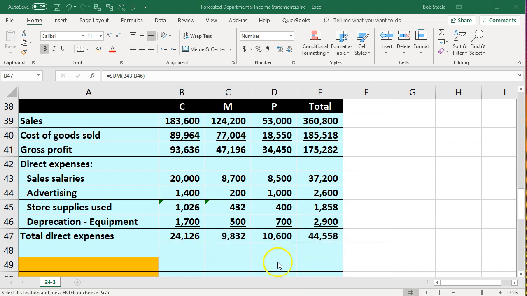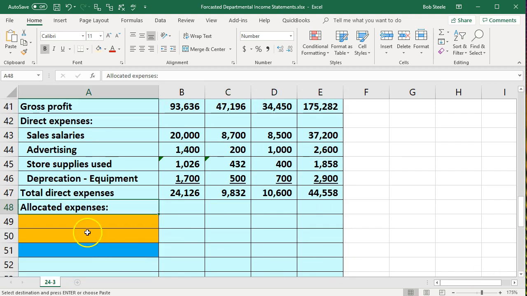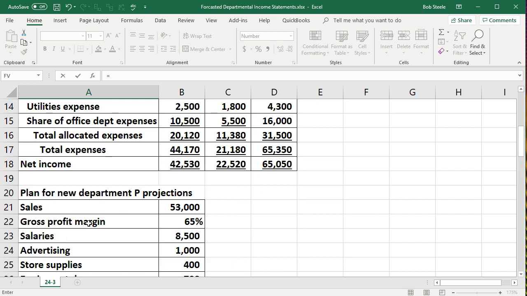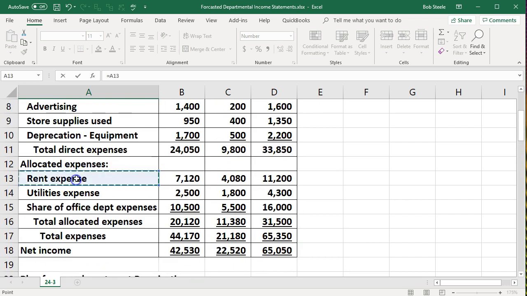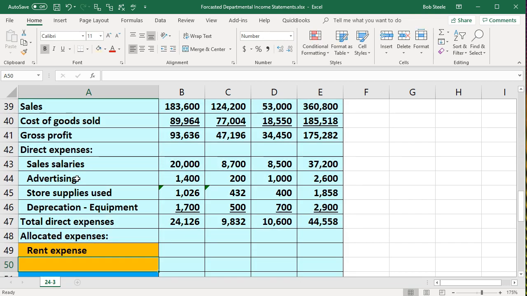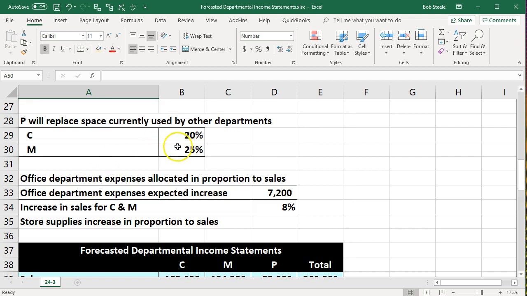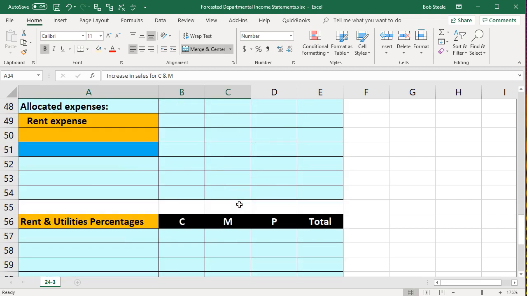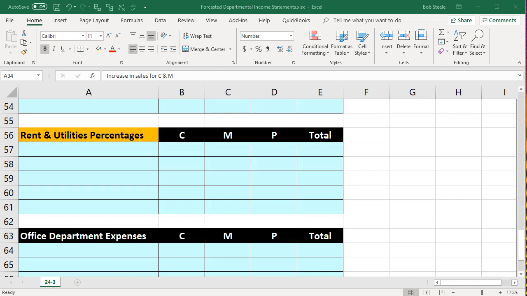Now we're going to have the expenses that we're going to need to allocate. So first we're going to have the rent. So the rent expense, going to scroll back up. Here's the rent. Now, of course, if we have a new department, we said that we're going to have to allocate differently. We got the rent on the whole place. The new department's going to be taking up 20% of what C had last time and 25% of what M had last time. So we're going to have to figure some type of allocation based on that. We're going to do that with our little worksheet down below.